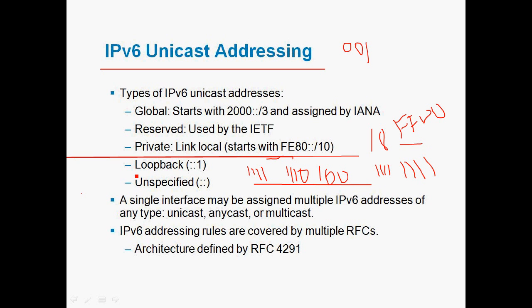Next we can see the loopback address. In IPv4 the loopback address is 127.0.0.1. In IPv6 the loopback address has the first 127 bits as 0, which can be written as a double colon, and then the 128th bit is 1. So it is ::1.